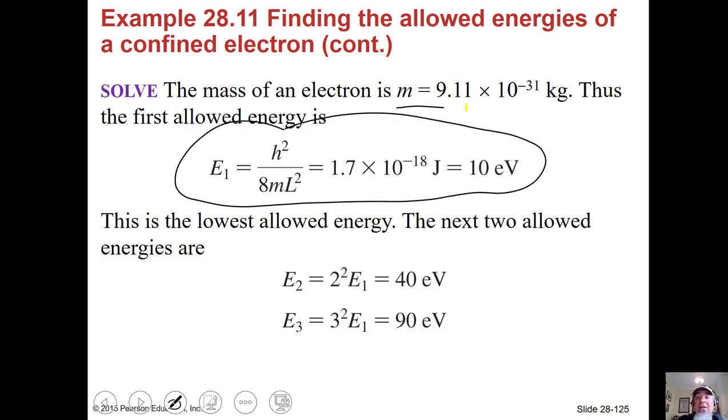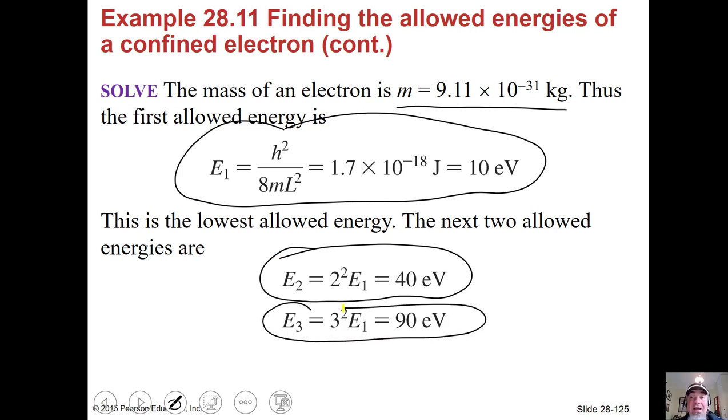So the ground state, using the mass of an electron, that's what we have here. n is equal to 1. You get 1.7 times 10 to the minus 18th joules, or 10 eV. The next highest energy, 40 eV, when you put in 2 squared is 4. Put in 3 squared is 9. So these are the multiples of this.